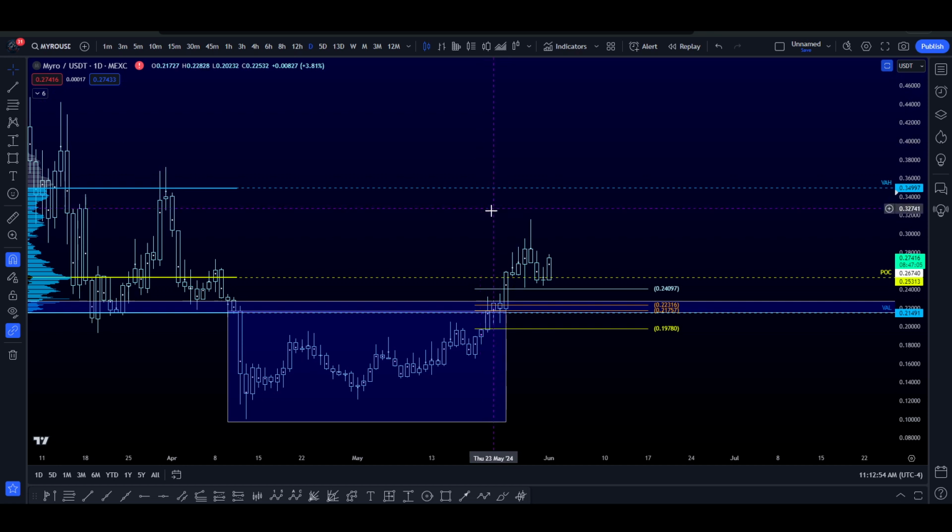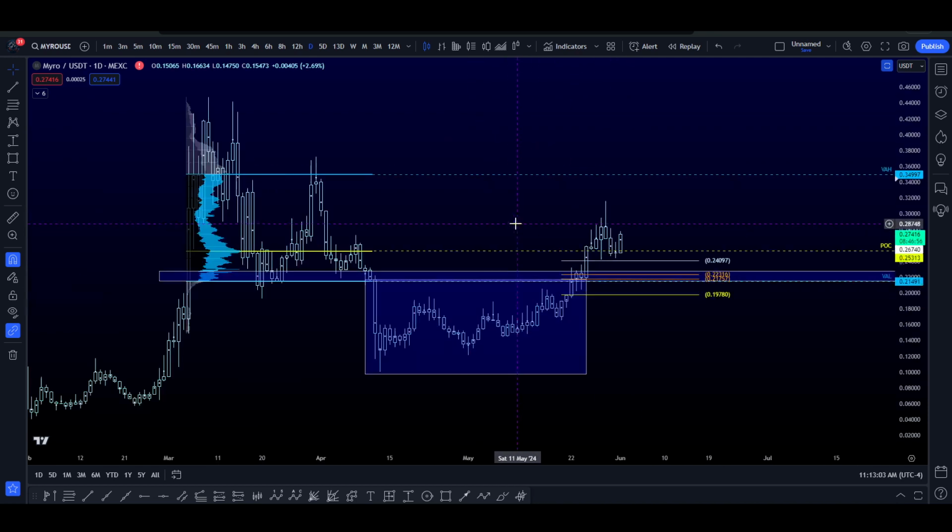Price action is very interesting. We can definitely get a push back down to the value area low before rotating back up to the upside. But yeah, this would be a very nice area to enter a long.